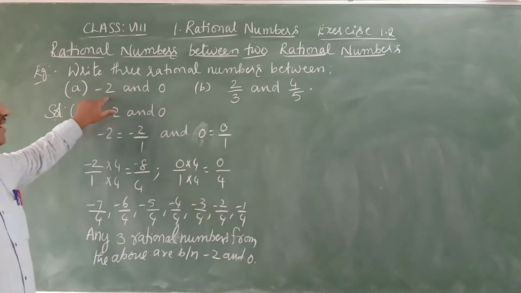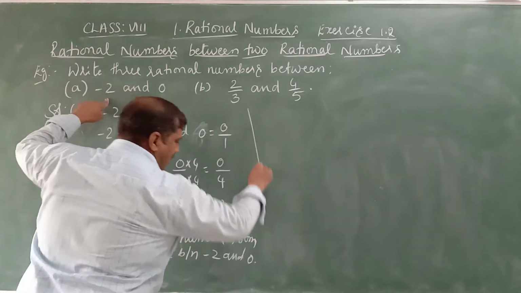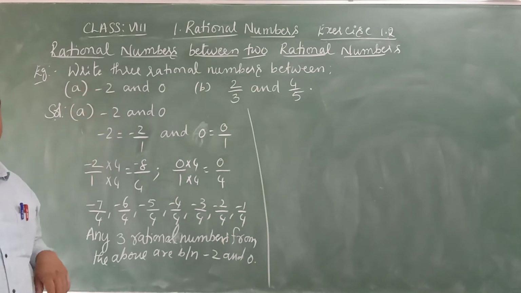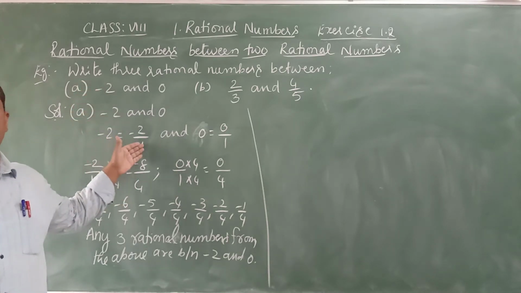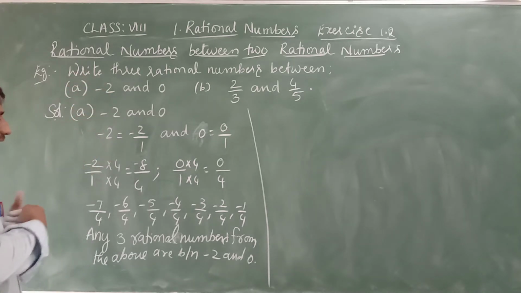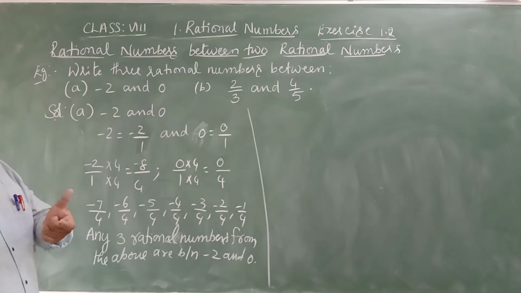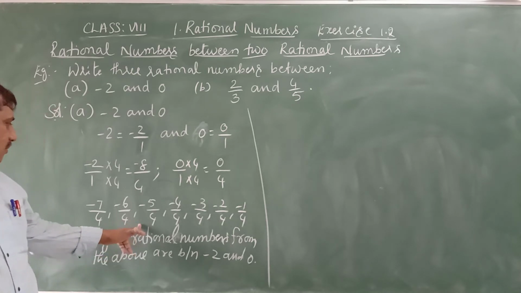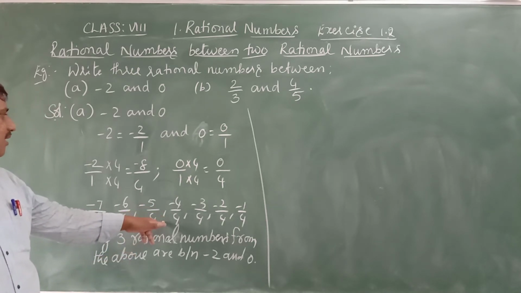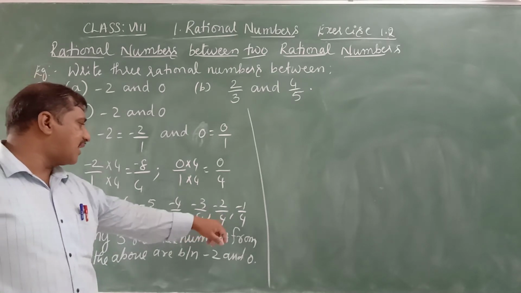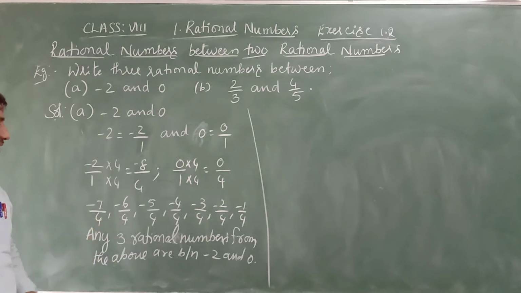So when the given rational numbers are not in the p by q form, write them in the p by q form with denominator 1. Then you multiply those two rational numbers with 1 more than the required number of rational numbers. We will get n rational numbers, from which you choose the required number. So here how many did we get? 7 rational numbers we got. From those 7 you take any 3 rational numbers.